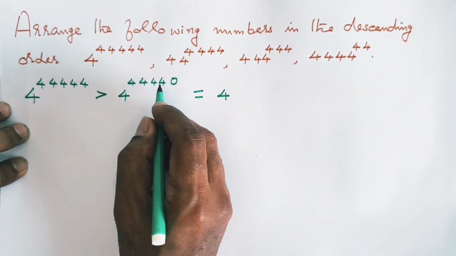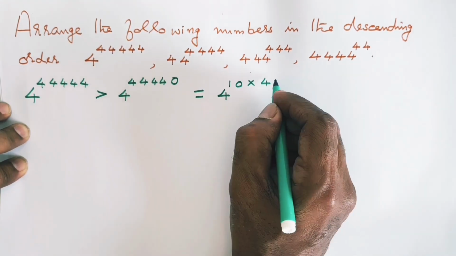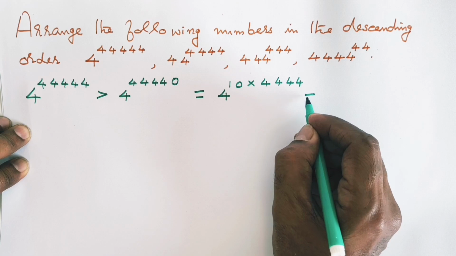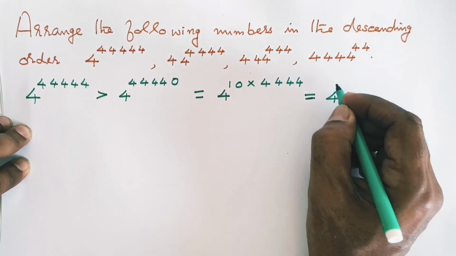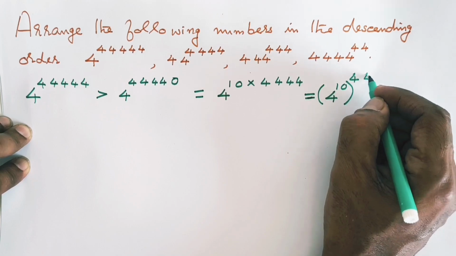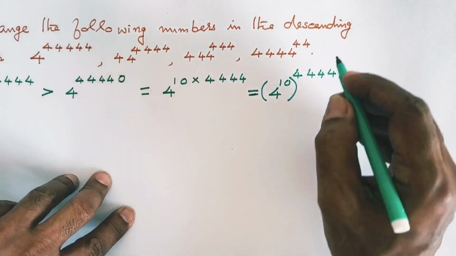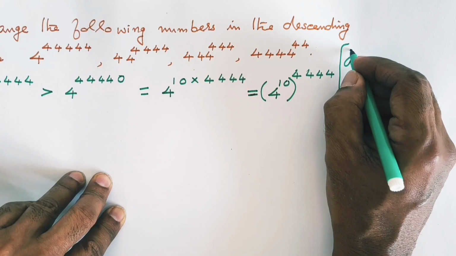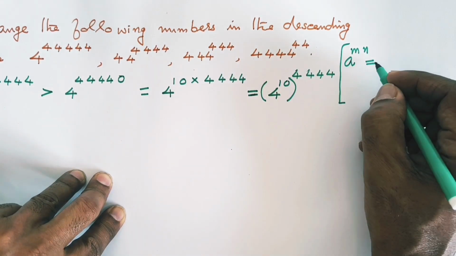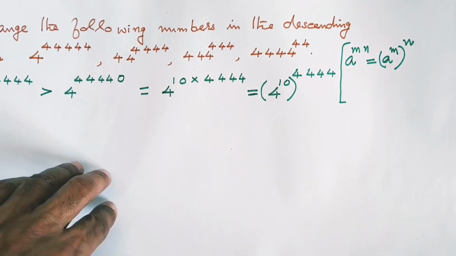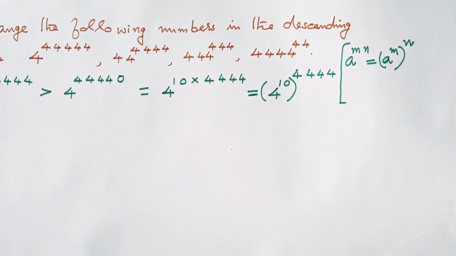4, this I am writing as 10 multiplied by 4,444. Now this again I'll change into 4 to the power of 10, the whole to the power of 4,444. This is based on this law of indices: a to the power mn equals a to the power m, the whole to the power of n. This is the rule I have applied here for converting this into this format.